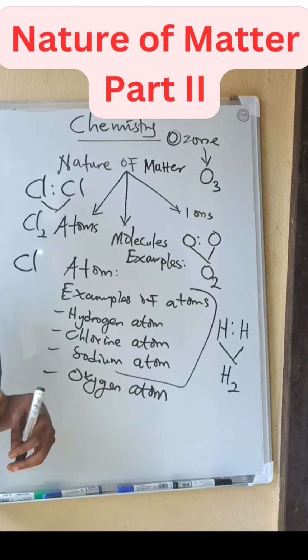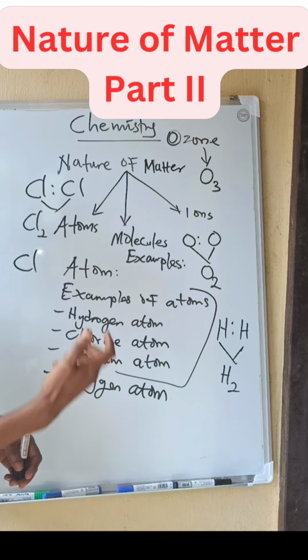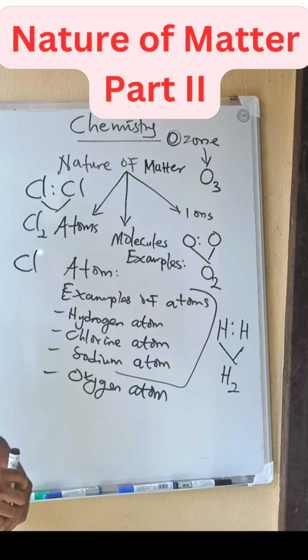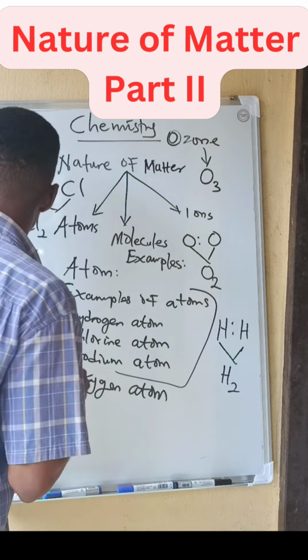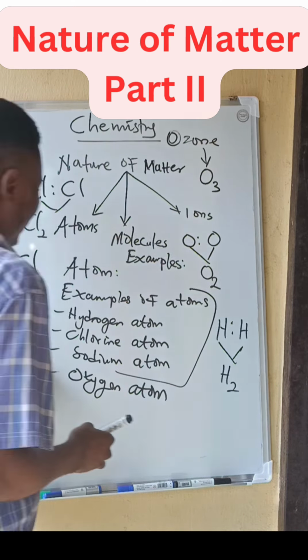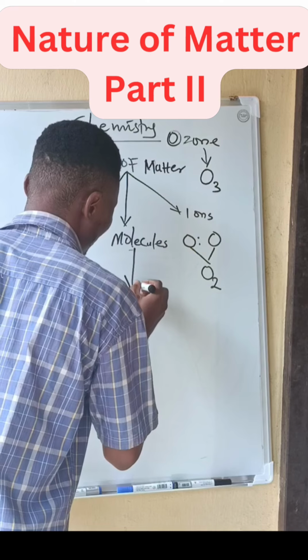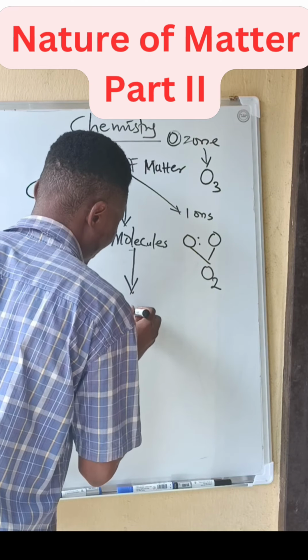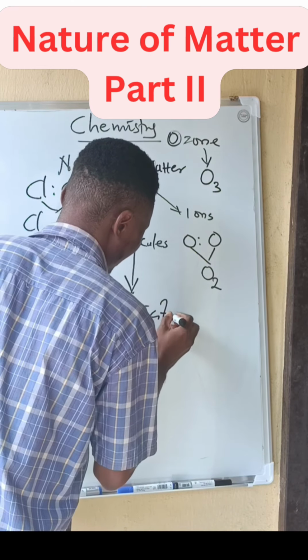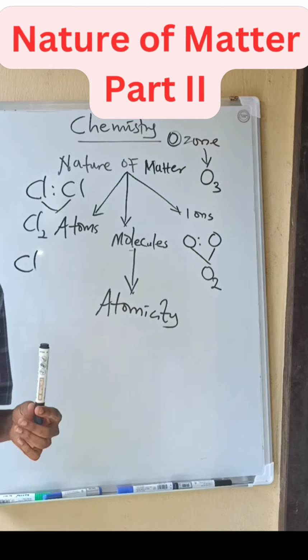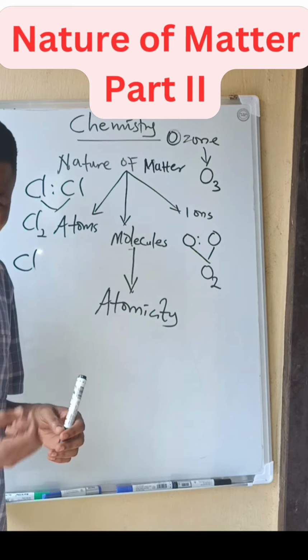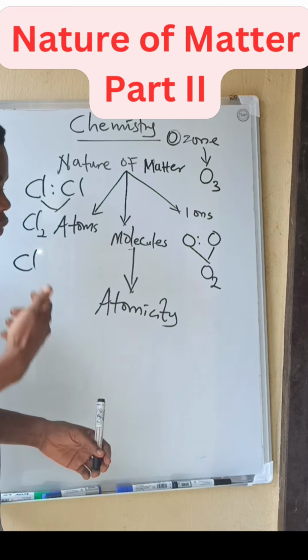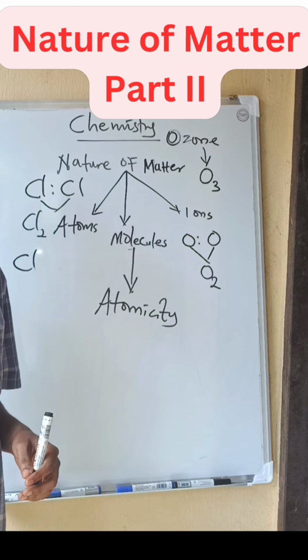Then the number of atoms present in each of these molecules of an element is called atomicity. This molecule gives birth to atomicity. What's the meaning of atomicity? The number of atoms present in each molecule of this element is called atomicity.